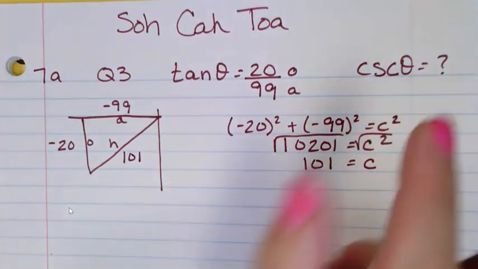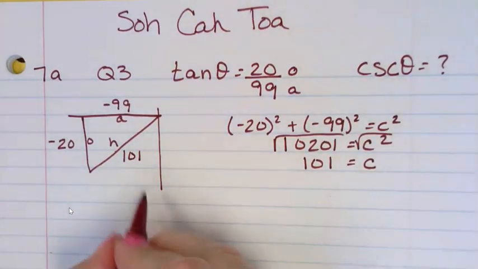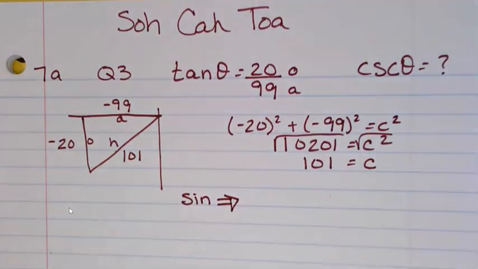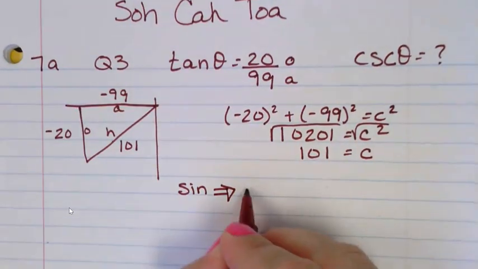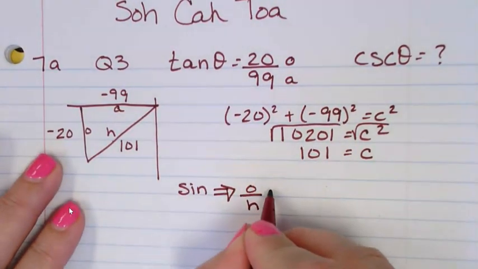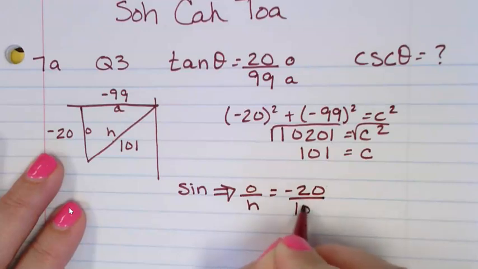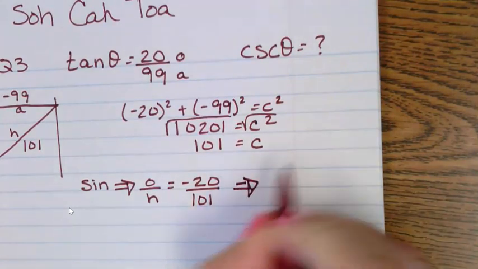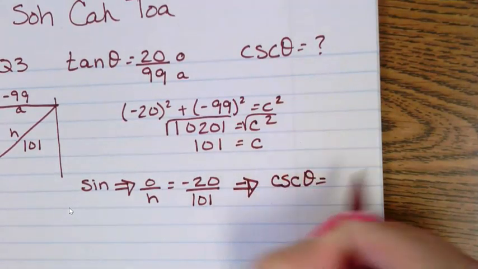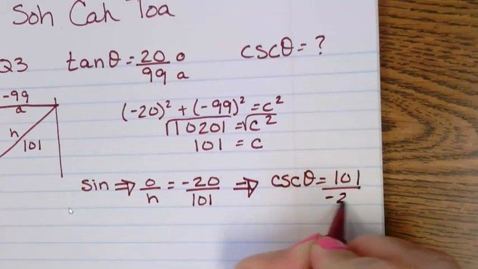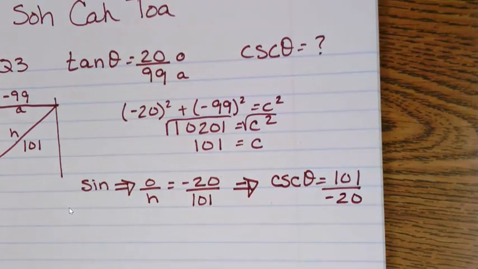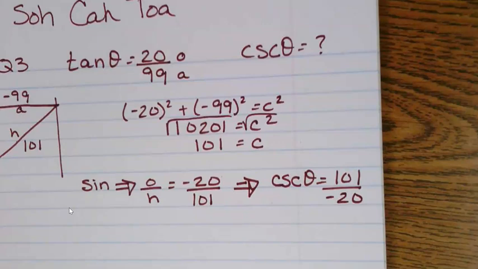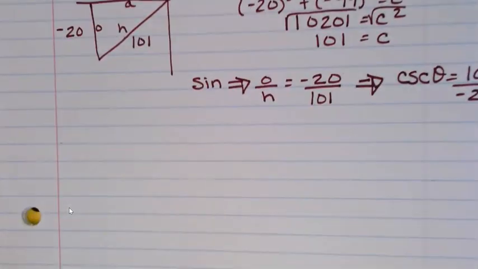Okay, so we want cosecant. Cosecant is the reciprocal of sine. Now, what you need to be careful with is you gave me sine. Let's try this. Sine is O over H, right? So negative 20 over 101. How can I make this into a cosecant? Cosecant means flip it, so 101 over negative 20. So you want to be careful there. A lot of y'all on the midterms stopped here and forgot to actually turn that into the cosecant.